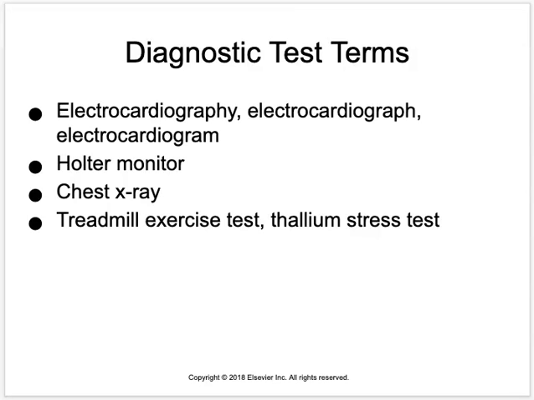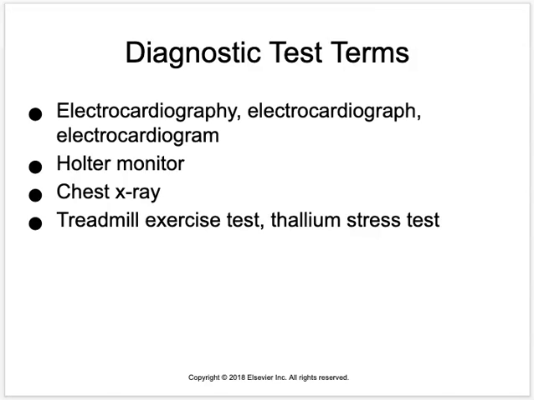A Holter monitor is a portable electrocardiograph that a person can wear while conducting normal daily activities. So if somebody is given a Holter monitor, they're going to wear it throughout the day while they go to school and they participate in gym and they do their daily activities to determine how their heart impulses are affected by those daily activities. A chest x-ray can be ordered as a diagnostic tool, and this is going to give information about the size and position of the heart.